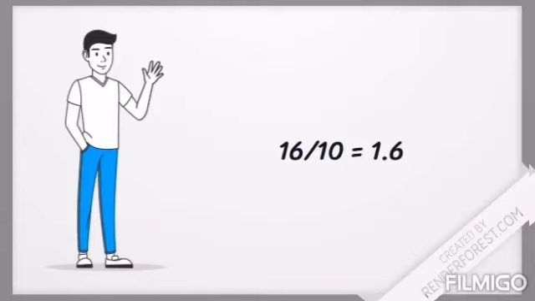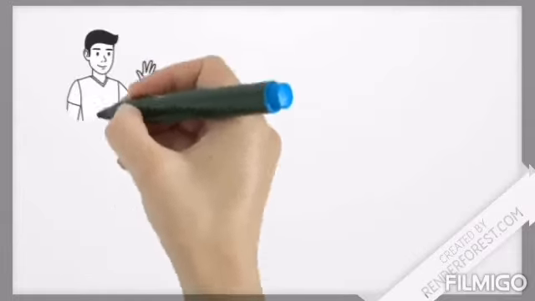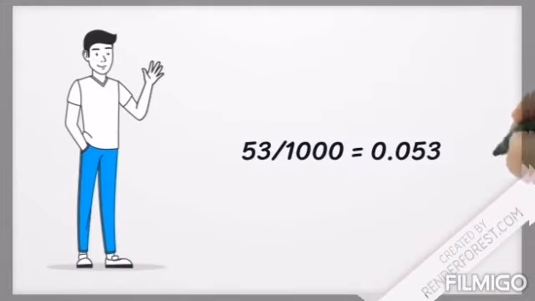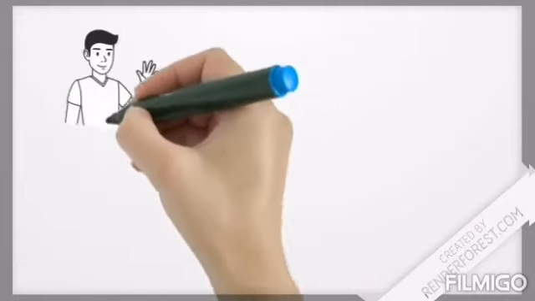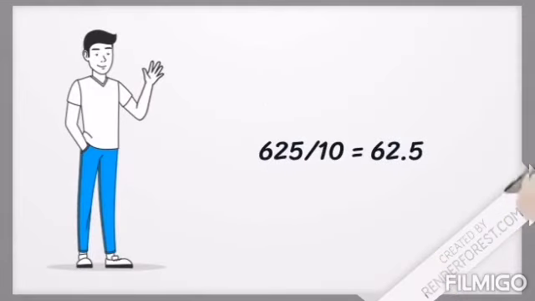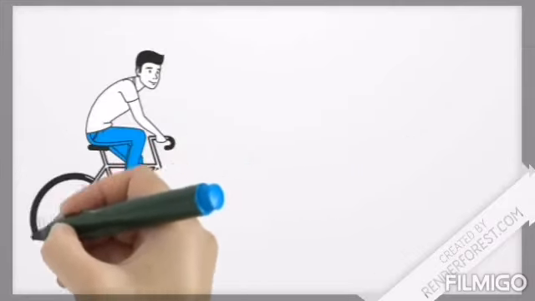Now I have 16 over 10. I have 1 zero, so I put only one digit in the decimal part and the other digit in the whole part. 53 over 1000. I have 3 zeros, so I should put 3 digits in the decimal part. I put 53 and I put an extra 0. 625 over 10. I have only 1 zero, so I put only one digit in the decimal part.